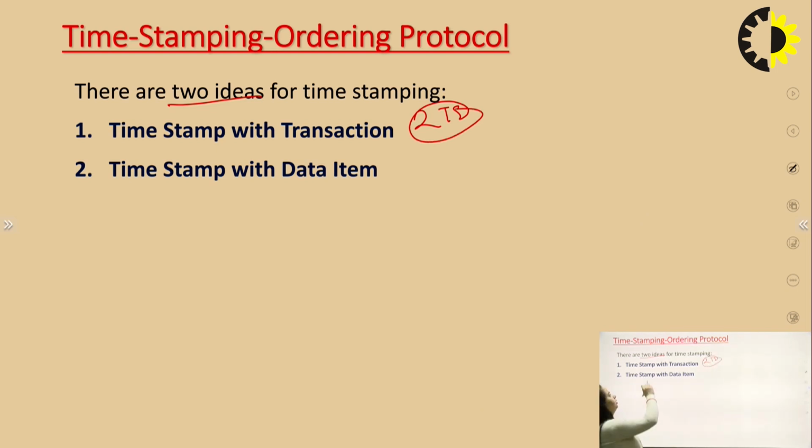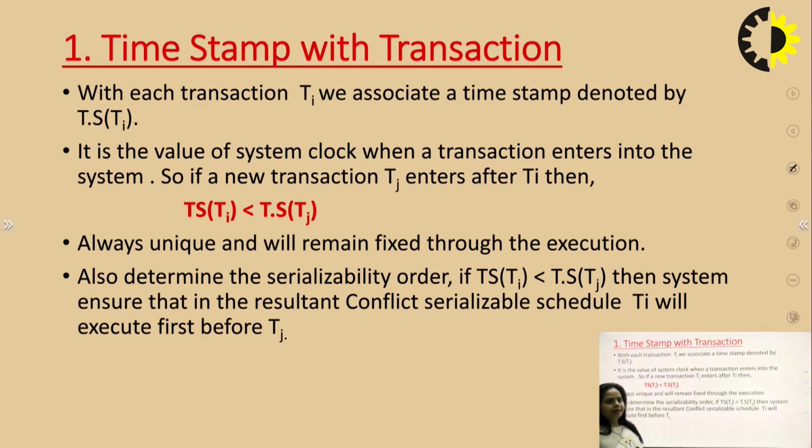The first one is the timestamp of a transaction, or timestamp with transaction. The next one is the timestamp with data item. We have two types of timestamps: one is for the transaction and the other one is for the data items. First, the timestamp with transaction.